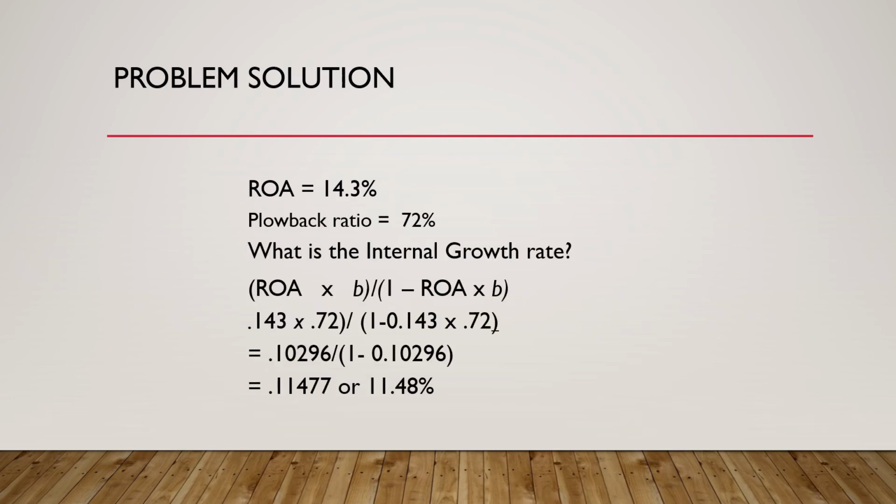Here's the problem solution. Remember to go back to that original formula. I have filled in the information, so you can follow along. The return on assets is 0.143 times 0.72, divided by 1 minus 0.143 times 0.72. As you can see, we get the numerator as 0.10296, divided by 1 minus 0.10296. That gives our internal growth rate as 0.11477, or to convert it to a percentage for simplicity, 11.48%.